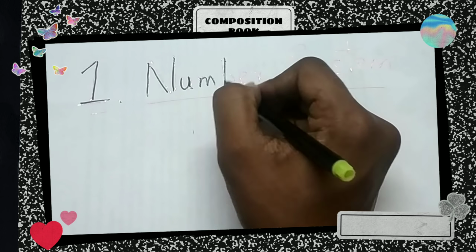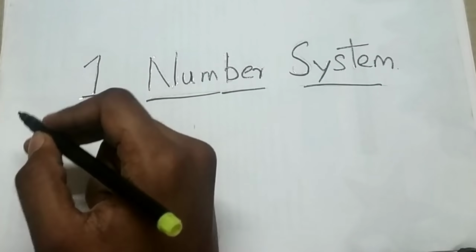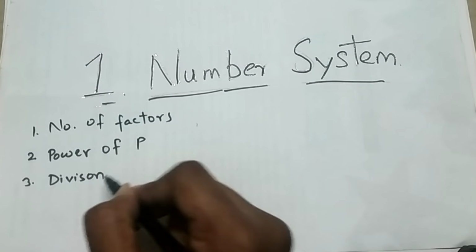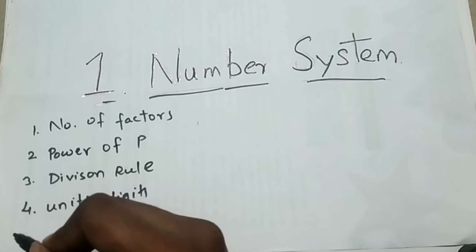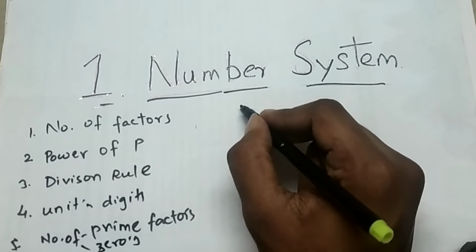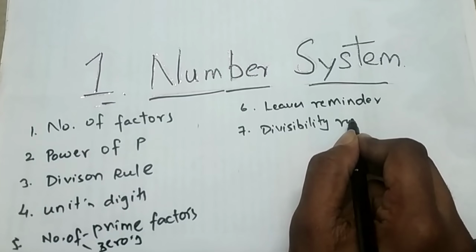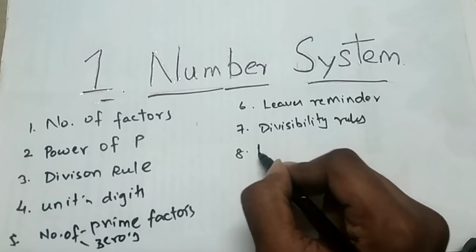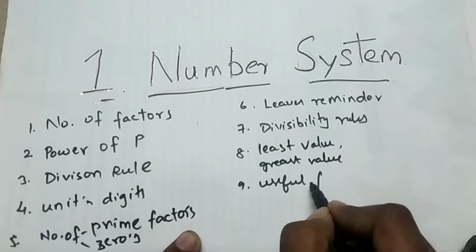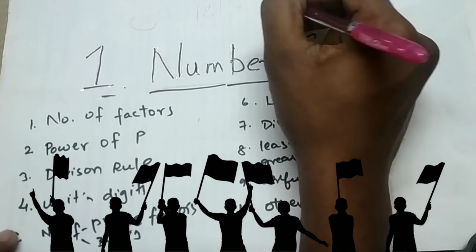Hello everyone, so today we will learn about the number system. Here we will learn different topics relating to number of factors, power of p, division rule, units digits, number of prime factors and number of zeros. We will also learn about when it leaves a remainder, and divisibility rules. In these divisibility rules we'll learn about different numbers, least value and greatest value. Also we'll learn a few useful formulas and other topics too. So let's start.